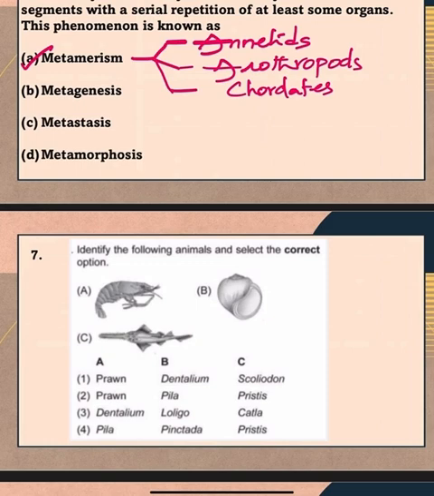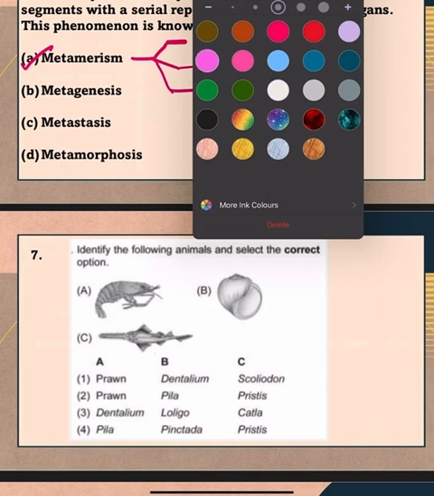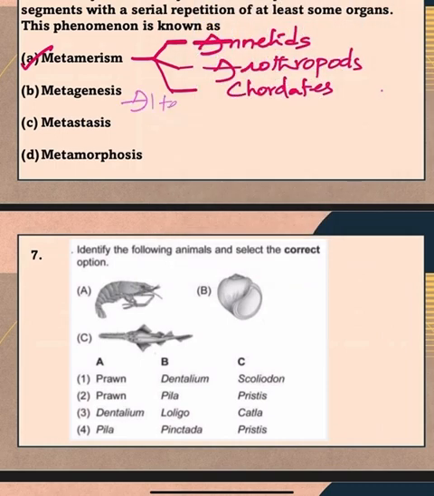Got it, children? And next, what is meant by metagenesis? Metagenesis means alternation of generations of a species. We can see it in Obelia, which belongs to Coelenterata.